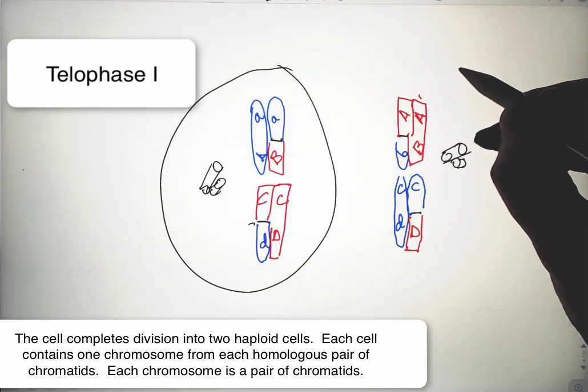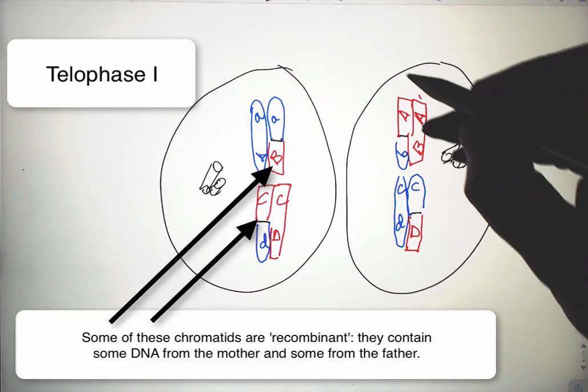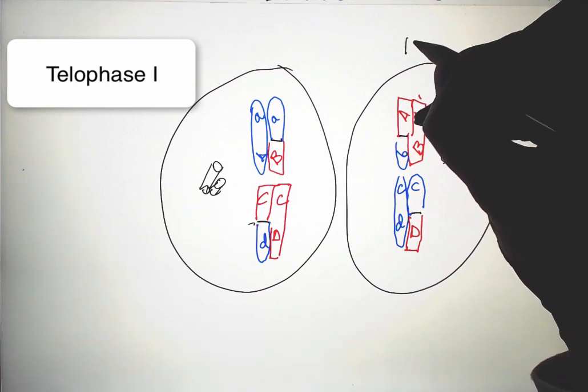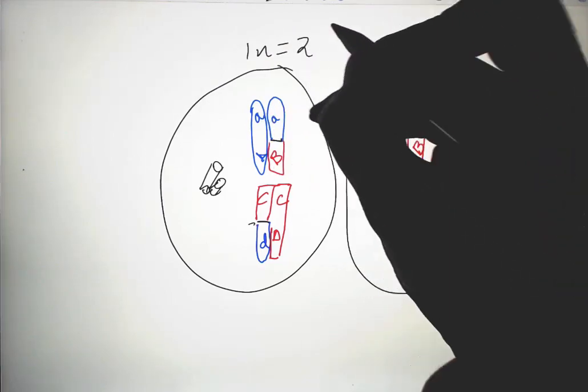Now we have two separate cells. They are haploids. Some of these chromatids are recombinant. They contain DNA from the mother and from the father. And at this stage, at the end of telophase I, we have two haploid cells, both 1n equals 2.